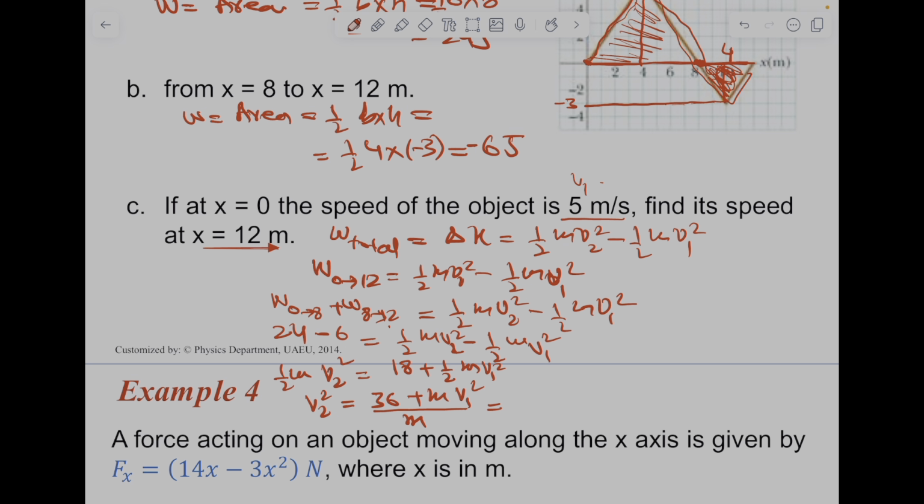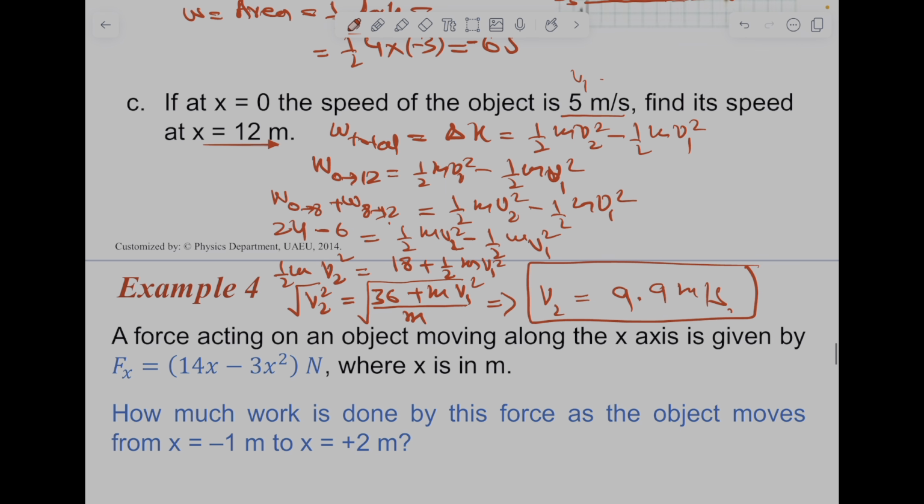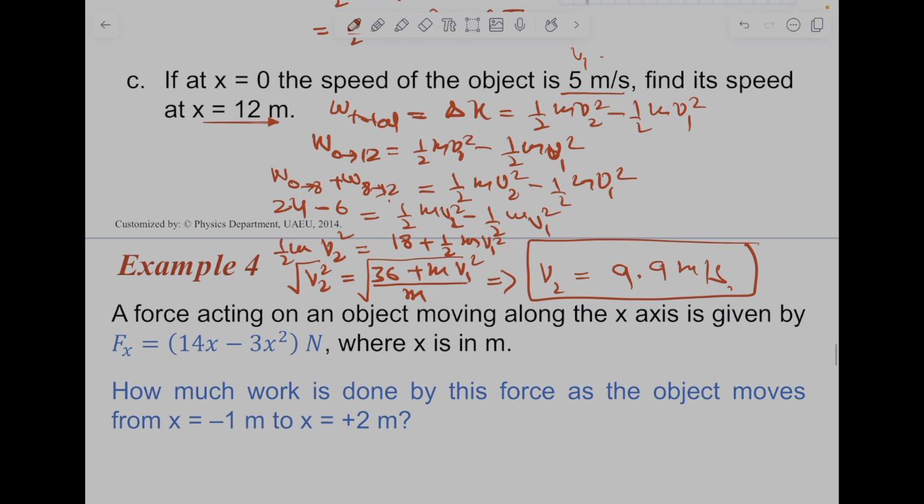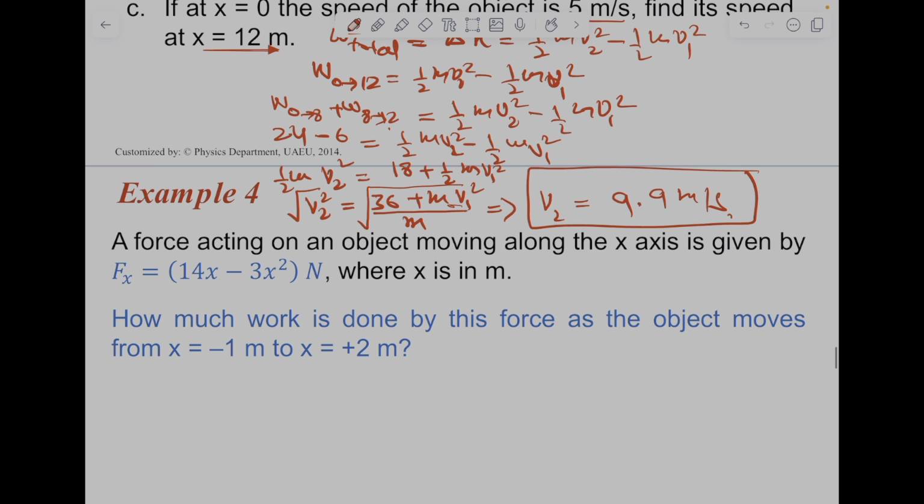Okay, and when we substitute and then take the square root of it, we will calculate the velocity. It will be 9.9 meter per second. Okay, so you have 36. You can calculate: your mass is 0.5 kilogram and your v1 is 5 meter per second. So you have all the data, you put in the value, and you will get v2 is 9.9 meter per second.